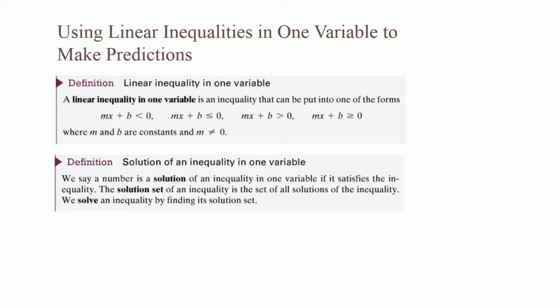Using linear inequalities in one variable to make predictions. A linear inequality in one variable is an inequality that can be put into one of the forms: mx plus b less than 0, mx plus b less than or equal to 0, mx plus b greater than 0, mx plus b greater than or equal to 0, where m and b are constants and m does not equal 0.